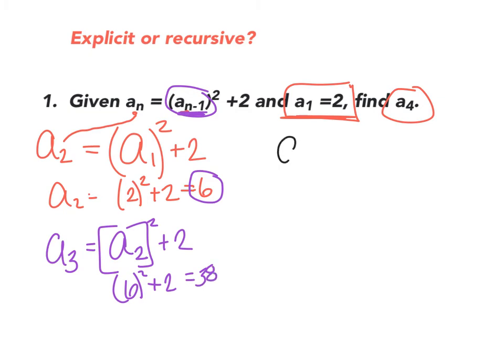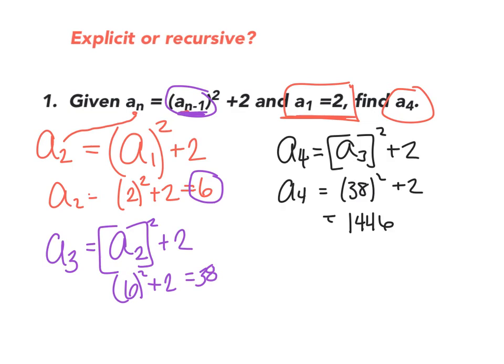All right, go ahead and get a sub 4. Pause it, see what you get. We'll see if you agree. This turned into a sub 3 for me. I squared it. Well, I took 38 and squared it, and I got 1446 when I added 2 to it.